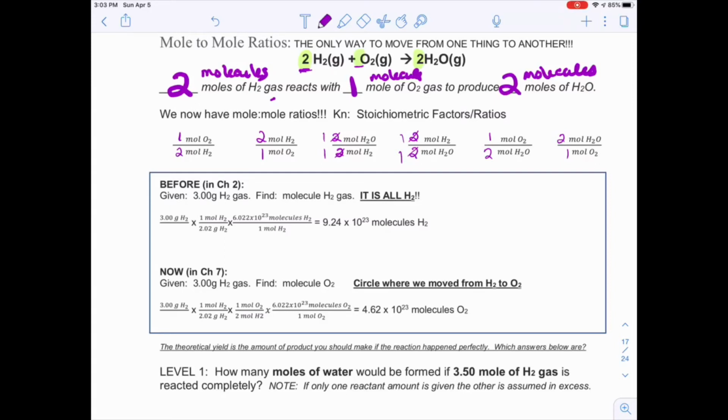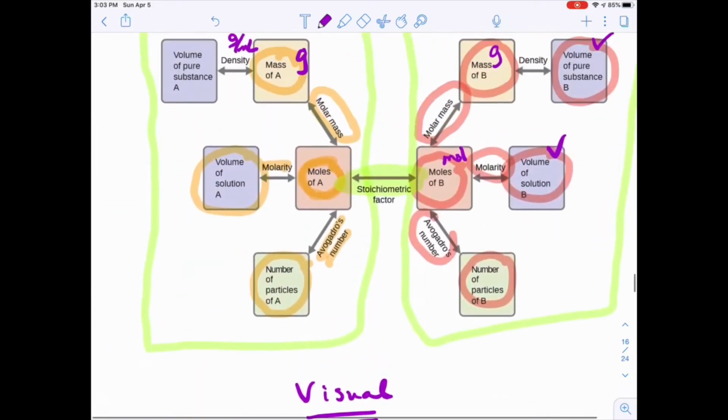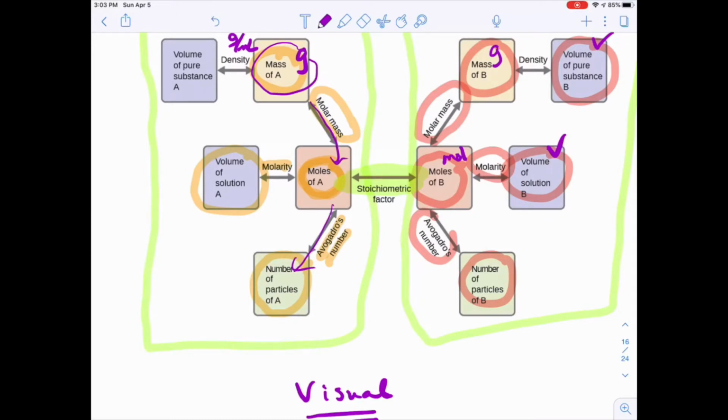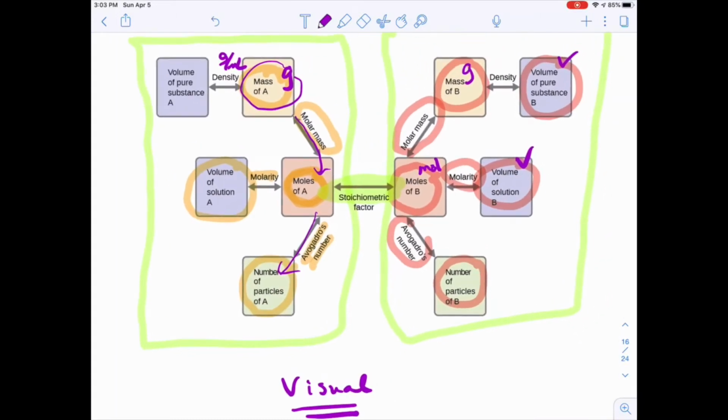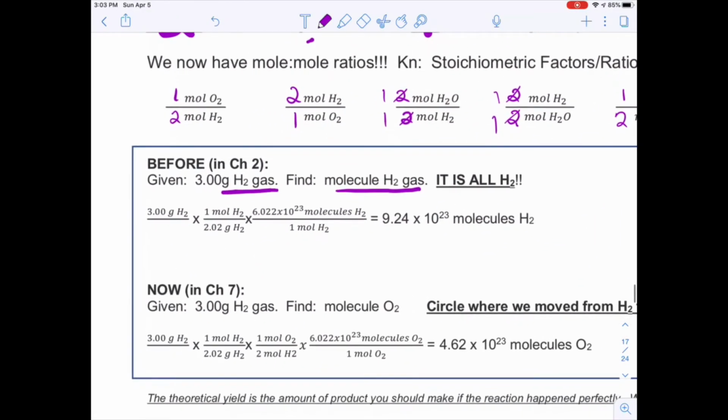So again, before, in chapter 2, what we could say is, well, if you know a certain amount of hydrogen gas, you can find how many molecules there are. So again, if we go back to that picture, we knew if you have a certain mass of the hydrogen gas, you can go to moles and then you can go to molecules. So that's what we already did. And this is just a reminder if you've forgotten how to do it.